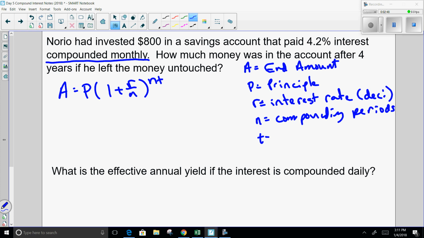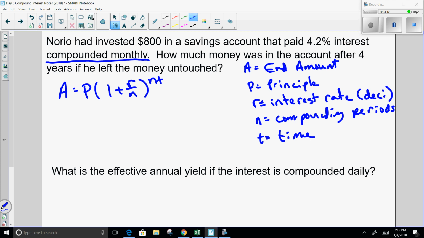And t is time. So those are the variables that we're going to talk about: ending amount, principal, interest rate, compounding periods, and time. Those are going to be the ones that you need to be able to identify. On the assessment, you'll be given the formulas. You need to know what the variables mean. We're not going to tell you what each variable means. You need to know what that is so that you can input it into the formula.